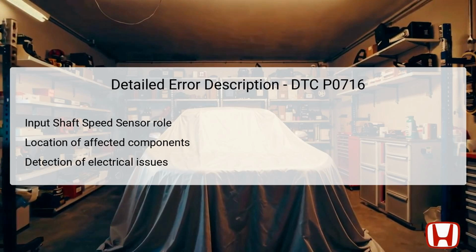The sensor is generally situated on the transmission housing and is connected through a series of electrical connectors. It's essential that these connections are intact and not subject to corrosion or damage, as this can disrupt signal transmission and lead to erroneous readings. Furthermore, it's important to understand that this DTC indicates an electrical issue, and troubleshooting must start with the electrical circuits rather than diving into mechanical inspections of the transmission itself.